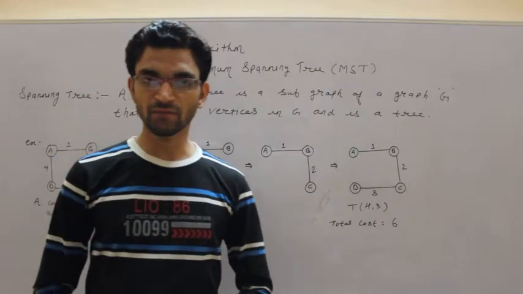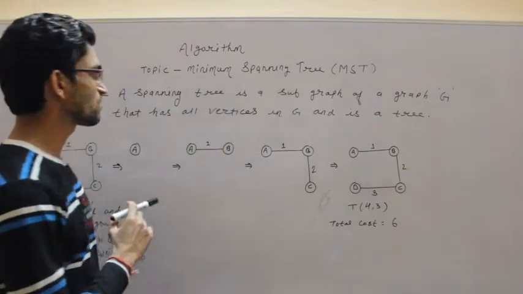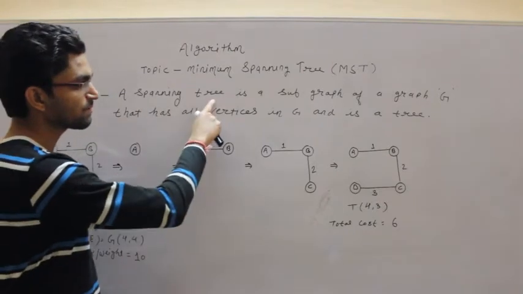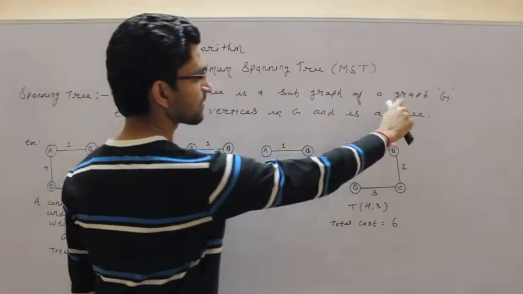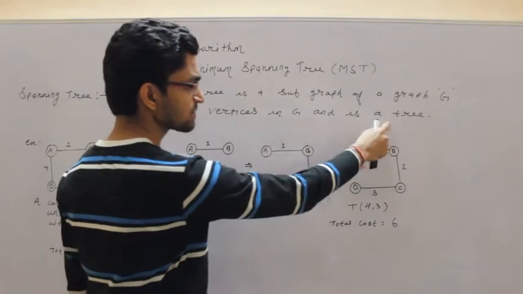In this video, I am going to explain to you the concept of minimum spanning tree. So let us first understand what a spanning tree is. A spanning tree is a subgraph of a graph G that has all vertices in G and is a tree.